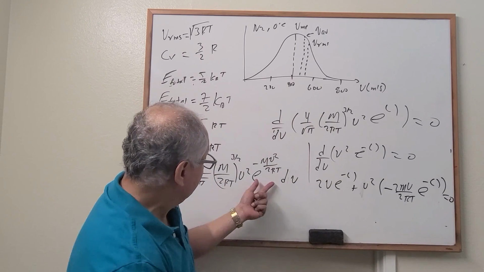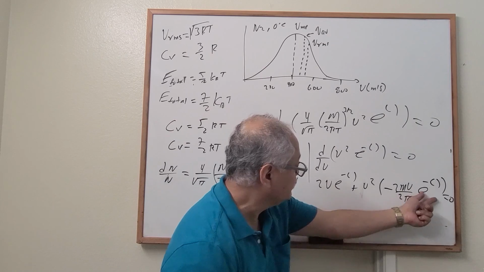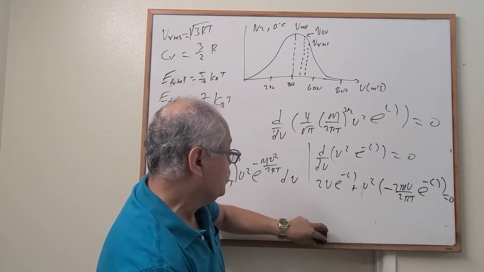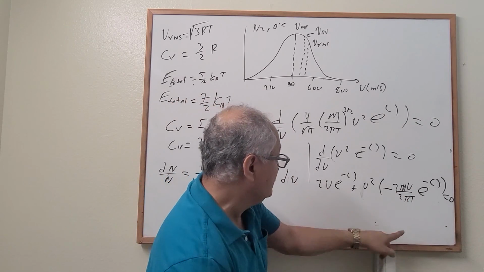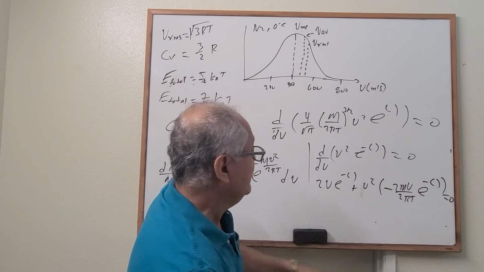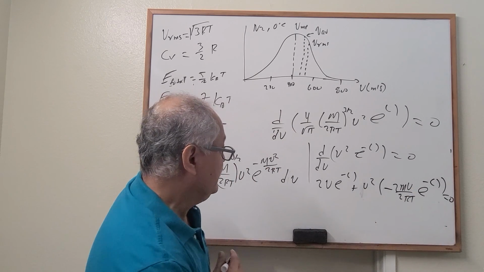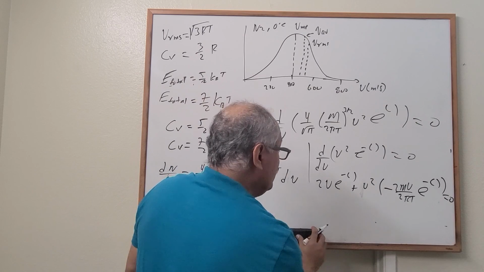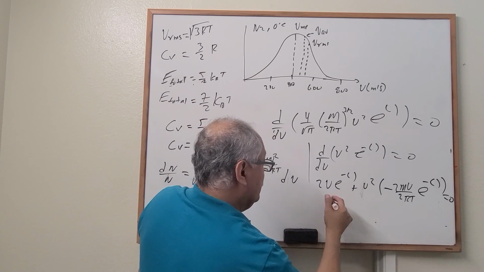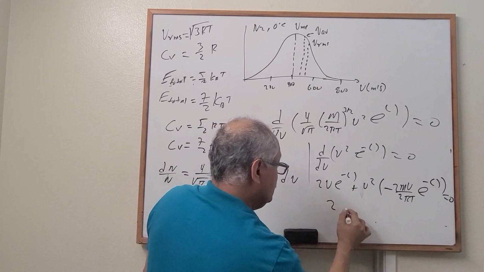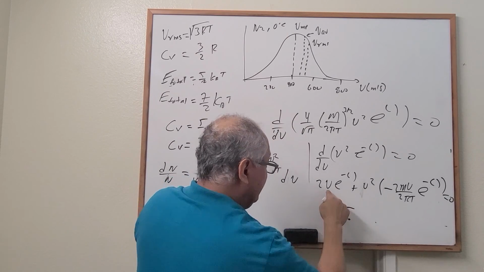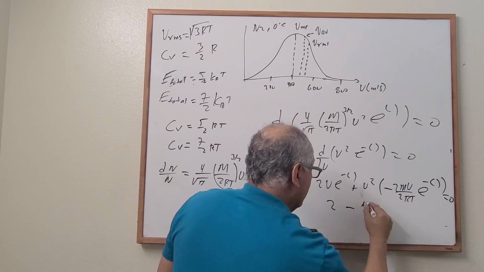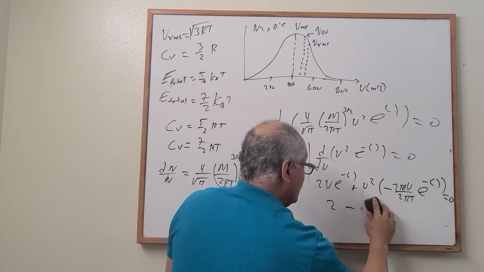Perfect. We divide by this exponential right here. And also, we divide by velocity. Oh, I forgot something right here. That's fine, it's velocity right here. And then what do we have? This becomes 2 minus, we divide by v, so we have only v squared.